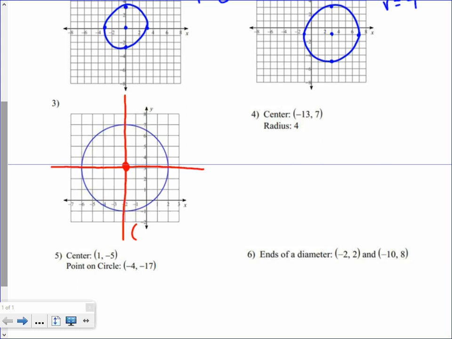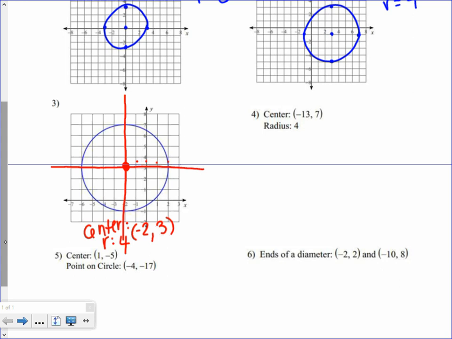And so it should be at (negative 2, 3) for the center. And then your radius, you're just going to count 1, 2, 3, 4 to the edge. So your radius is 4. And you could go left, right, up, or down. It should be the same for all of them. If it's not the same, then that means you didn't find the correct center.